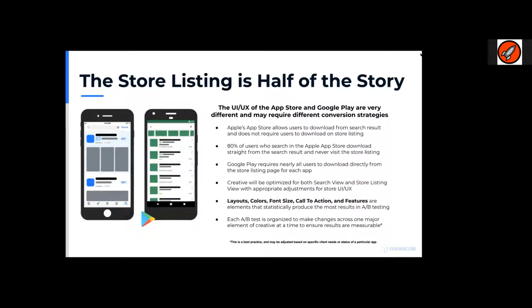The other thing that's important to keep in mind is the store listing is only half the story. Apple and Google have incredibly different UI and UX. And at the end of the day, that has to be taken into account when you're doing A/B testing.